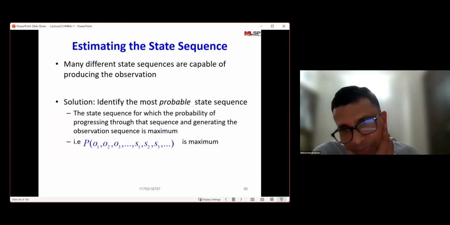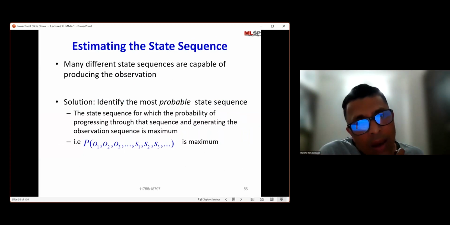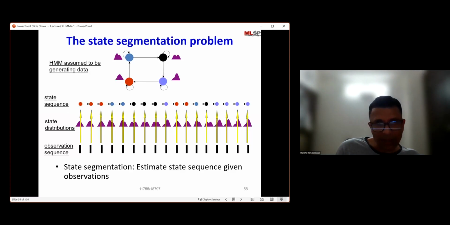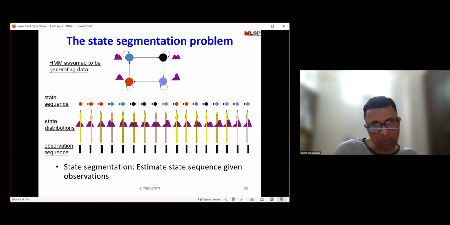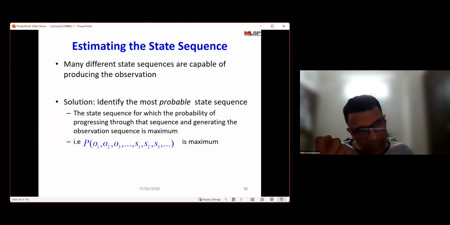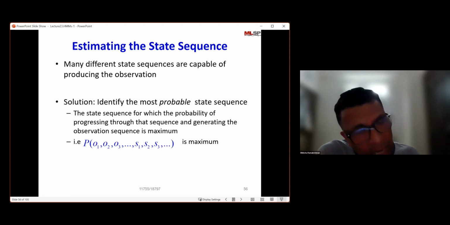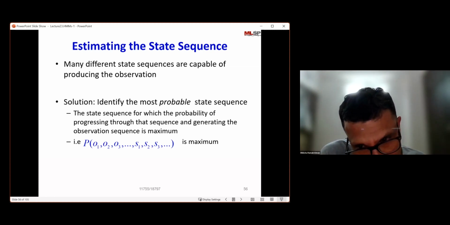But anyway, what we know is that there isn't a unique sequence of states that can generate a given observation. If you remember my kidnapping problem, we saw that there were some sound levels that could have come from multiple states, right? So there are many different state sequences that are capable of producing any given observation. So we want to identify the specific state sequence that produced it, but then we can't know which one it was actually, right?